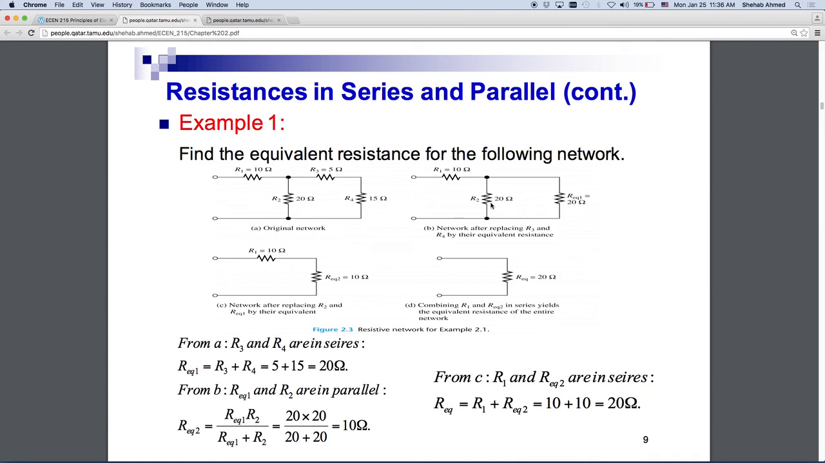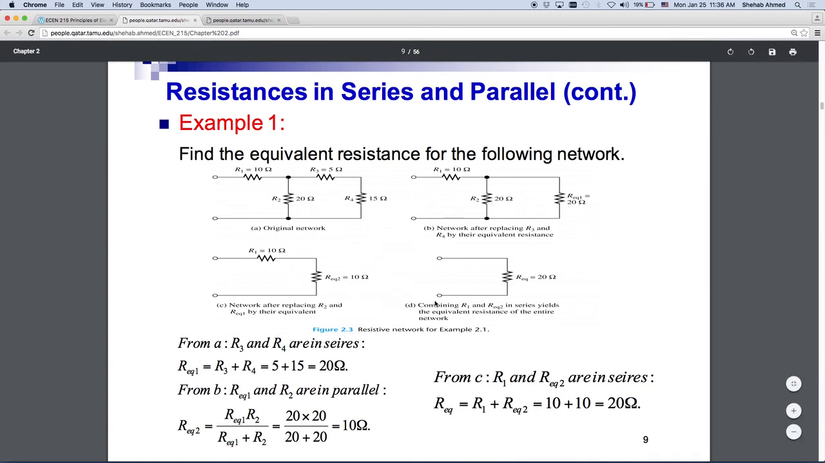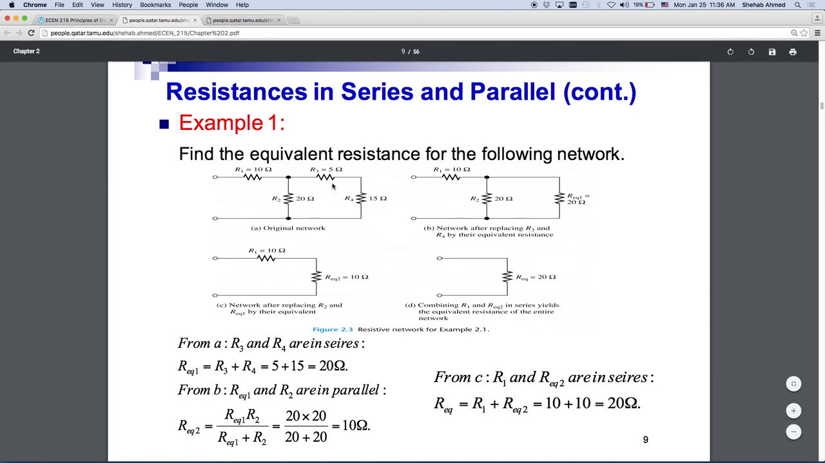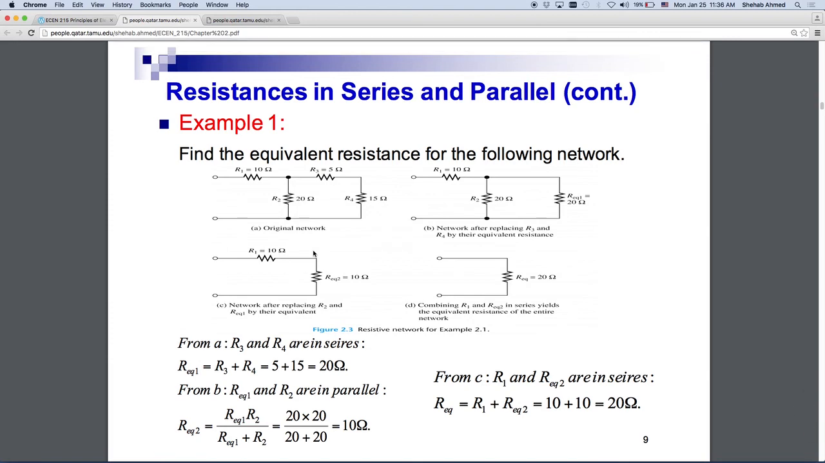Right? So everybody is okay with this? The idea is that you will always have to simplify and group things up, and then go back again sometimes to find different requirements that you're asked to do. Okay?